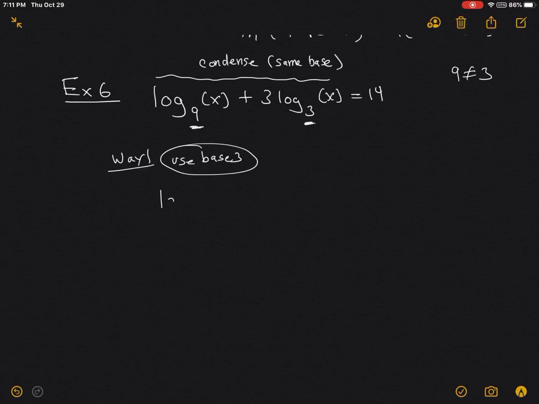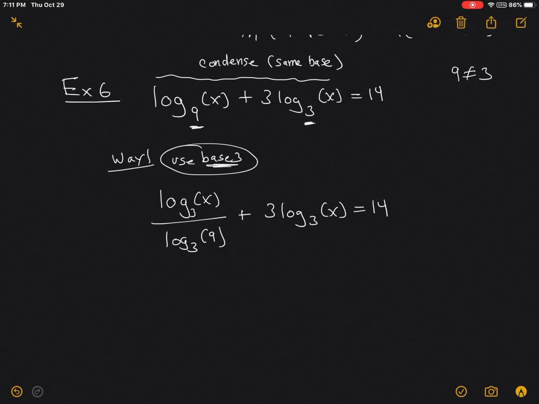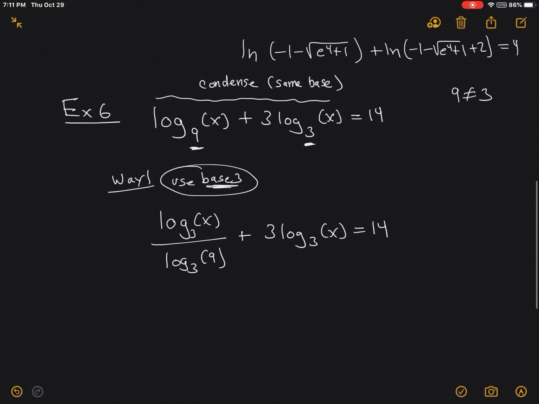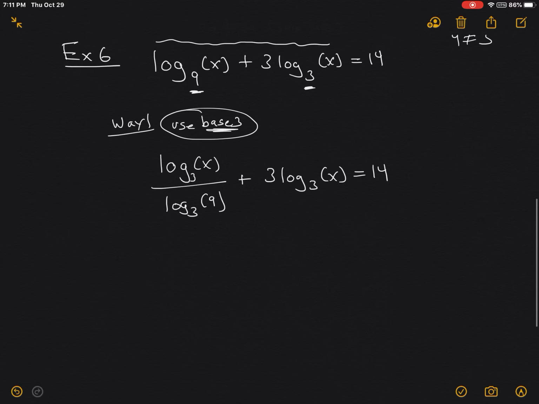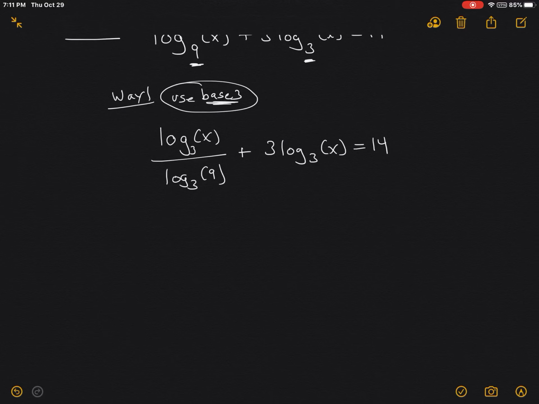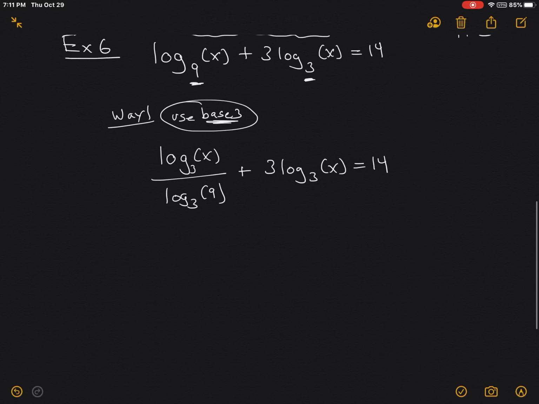How do I convert log base 9 of x into base 3? Remember the change of base formula? I kept verbally stating it out loud in class. It's the log of the argument divided by log of the base, right? Right now this is base 10, but I wanted to change it to base 3. So put a base 3 there. That is going to be the key to this specific problem. You have to use the change of base formula so you can condense into a single log when everything's the same. Now, we're not done yet, right?